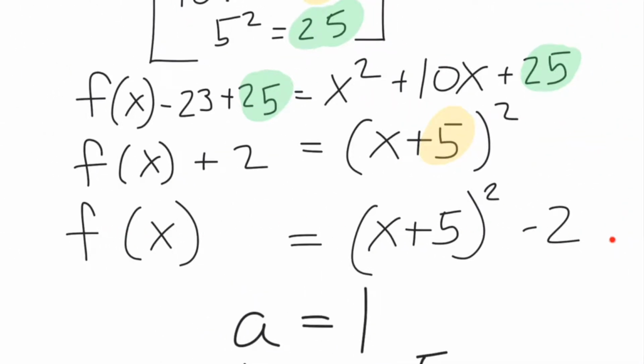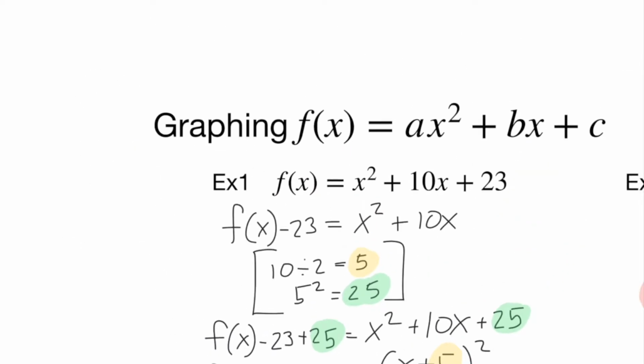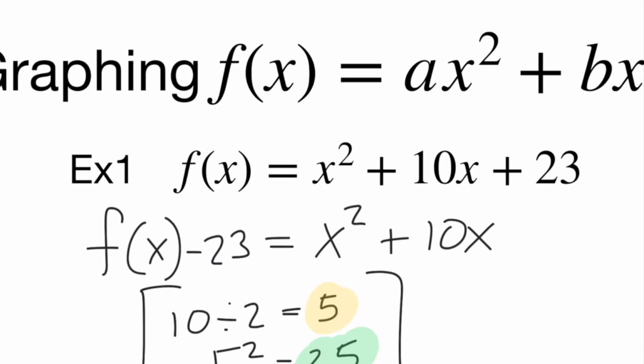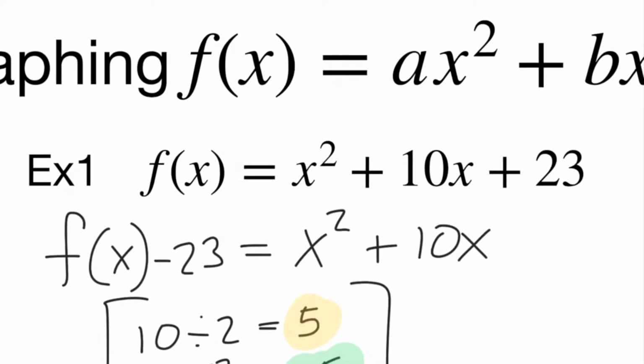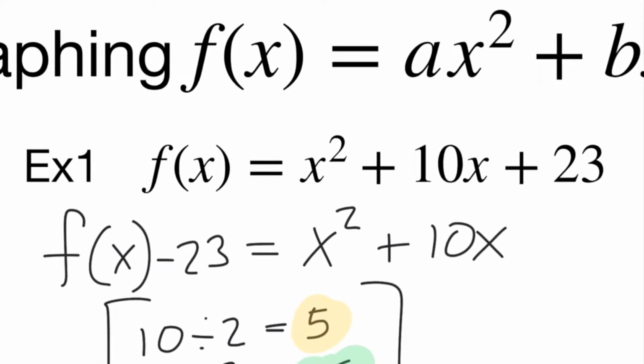The end result is the format that we just saw. f of x equals a, well, the a is invisible in this case, times (x minus h) squared, or in this case it'll be plus because h is negative, and then k is out here. The way that we do this is we're going to complete the square. In order to complete the square, we want to get just x squared plus bx all by itself.